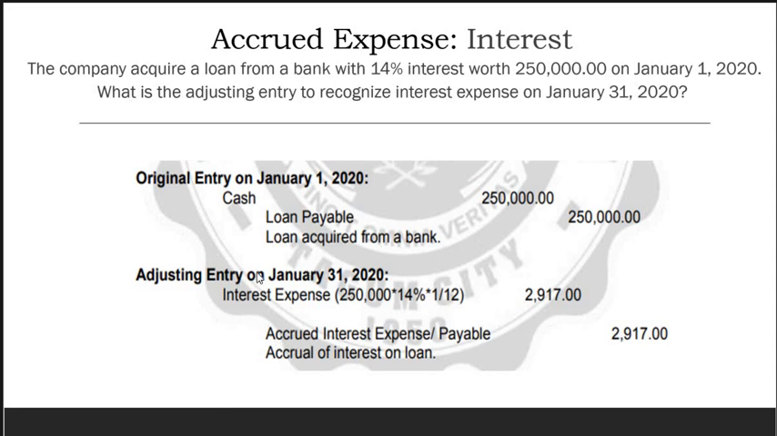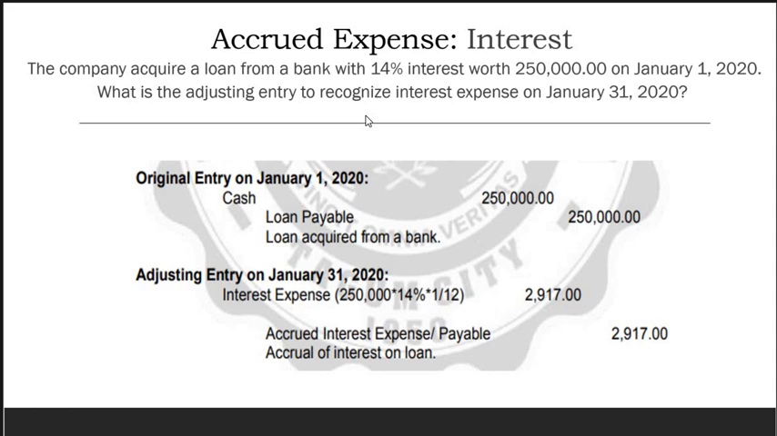Now, punta tayo sa adjusting entry. Kasi because of the passage of time, of course, you will accrue interest. In this case, you have 1 month na interest. So, you have 250,000 times 14% times 1 month over 12, of course. So, the interest expense is 2,917 pesos. And then your credit accrued interest expense or payable, that's 2,917 pesos.